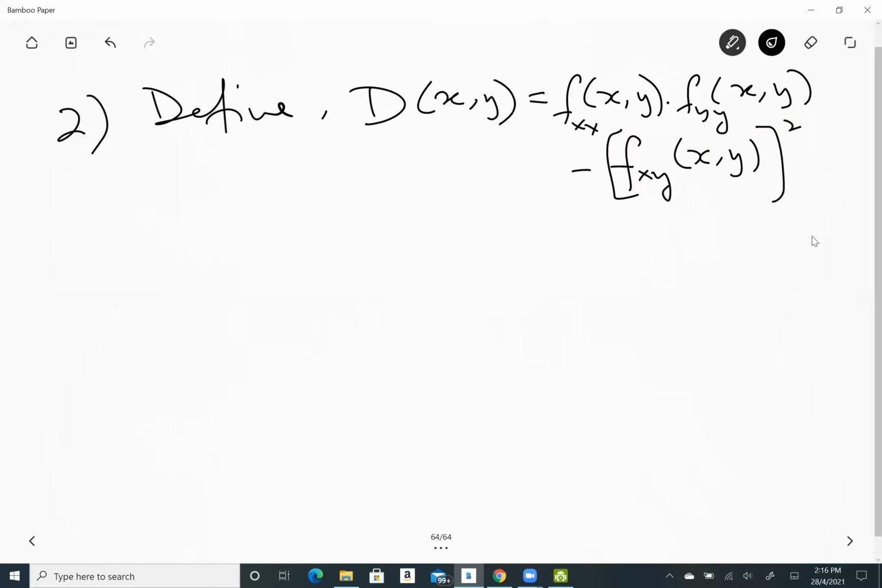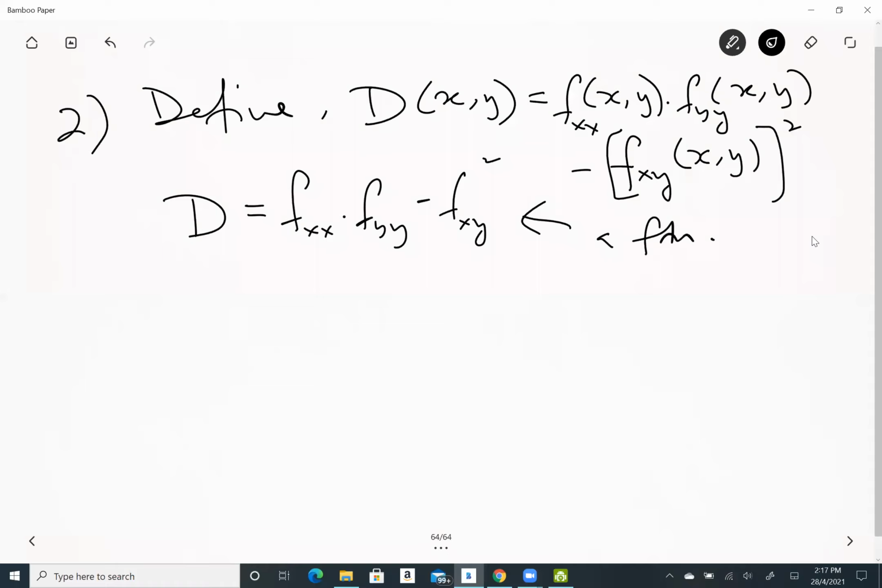I think D maybe stands for the difference here. You have the multiplication of fxx, fyy, and then you have to subtract fxy squared. So maybe that's why they call it D. And in short form, sometimes it's quite difficult to write. This is too long. So in short form, you just write D equal to fxx fyy minus fxy squared. Okay? But we know this is a function, and it depends on x and y.